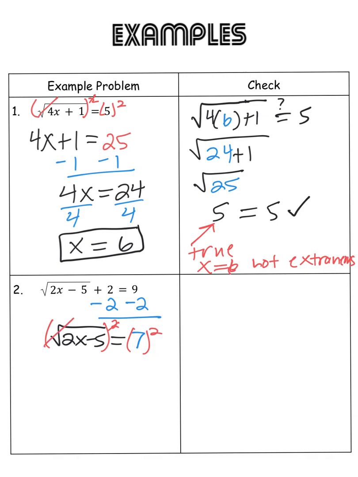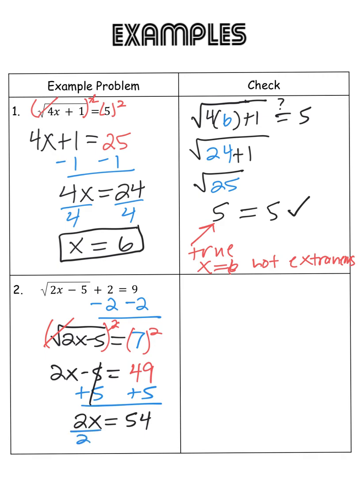The power of 2 cancels out the square root, so I'm left with 2x minus 5 on the left-hand side, and I'm left with 49 on the right-hand side. I'm going to now solve for x in the remaining equation by using inverse operations. So I'm going to cancel out the subtraction using addition. So now I have 2x is equal to 54. I'm going to get rid of the multiplication by dividing by 2. And I'll get that 54 divided by 2 is 27. Now I'm going to go ahead and check in the original equation.